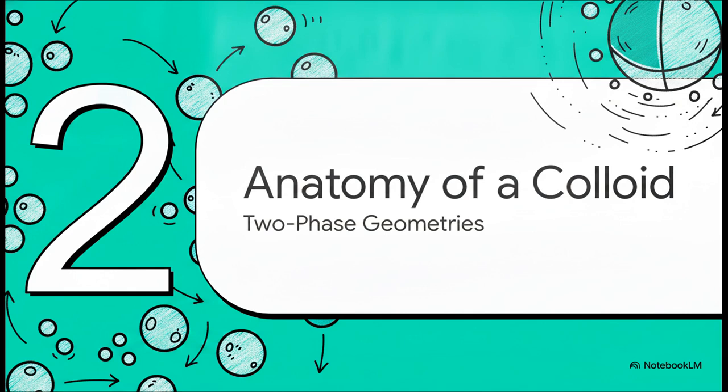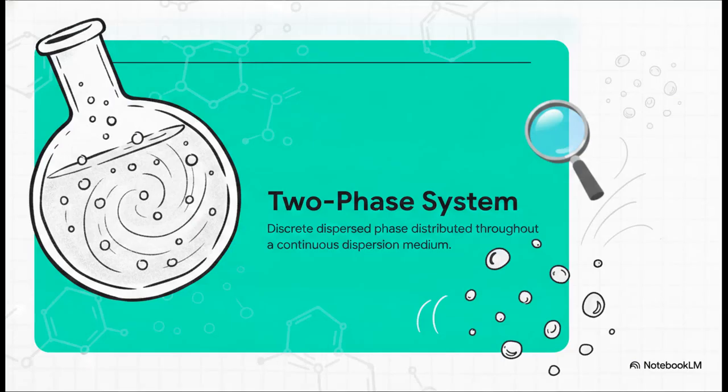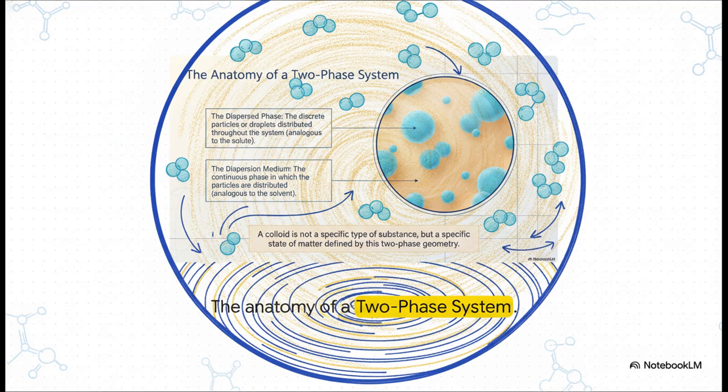Moving right along to Section 2, Anatomy of a colloid. Let's build our understanding of what actually makes up this unique state. The absolute crucial point to take away here is that a colloid is not a specific type of chemical substance. You are not going to find colloid listed on the periodic table. Instead, it's a specific two-phase geometry. It requires a dispersed phase, which are the discrete individual particles or droplets, and a dispersion medium, which is the continuous environment that those particles are scattered within. You can kind of think of the dispersed phase as being analogous to a solute in a standard chemistry mixture, and the dispersion medium as the solvent holding it all together.